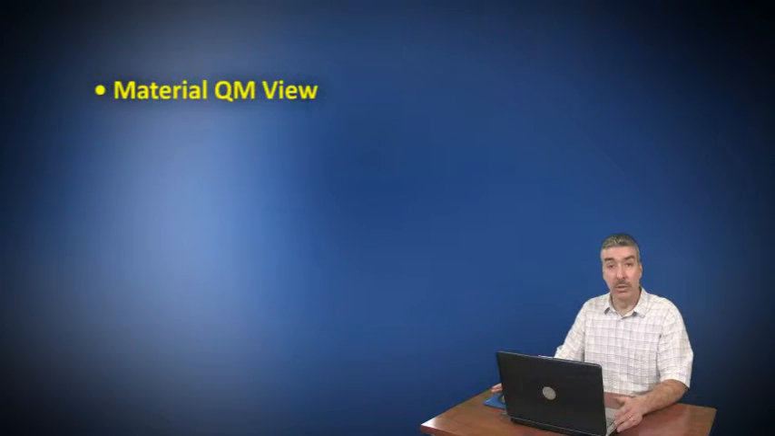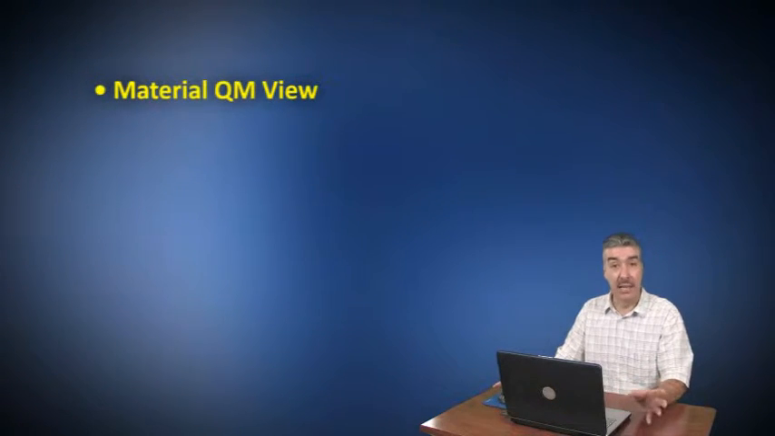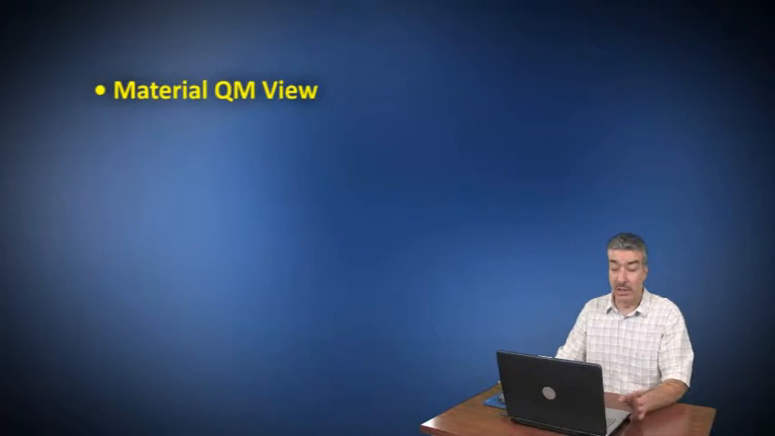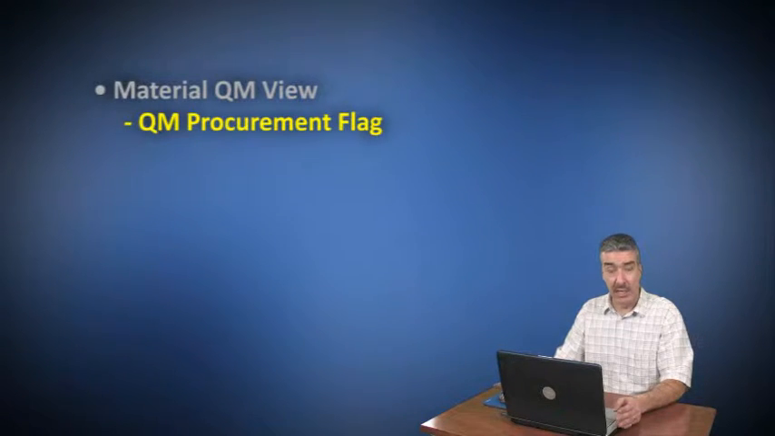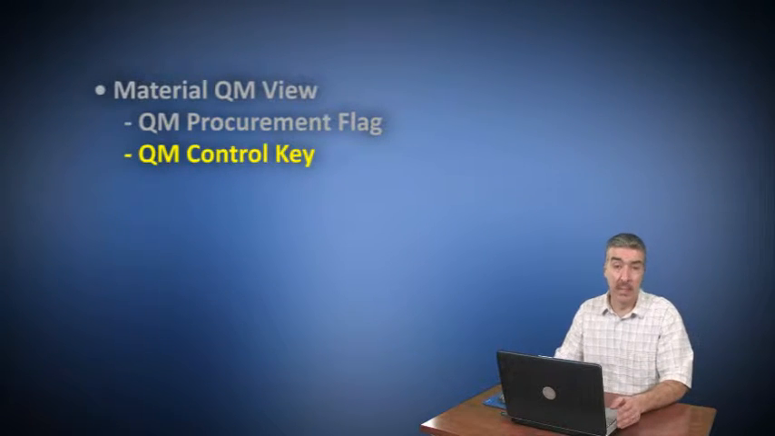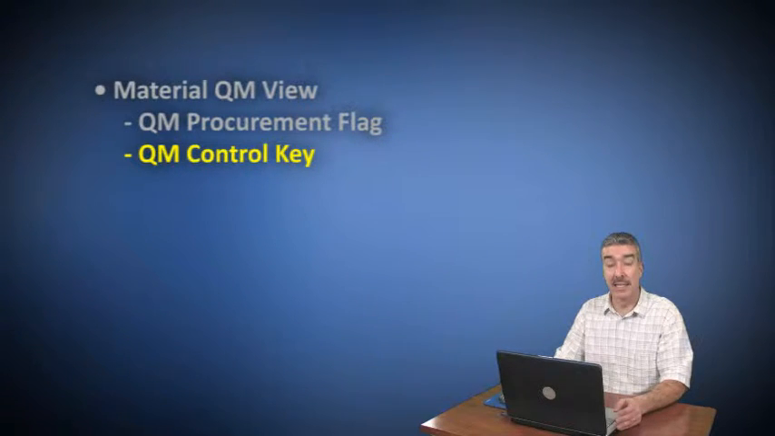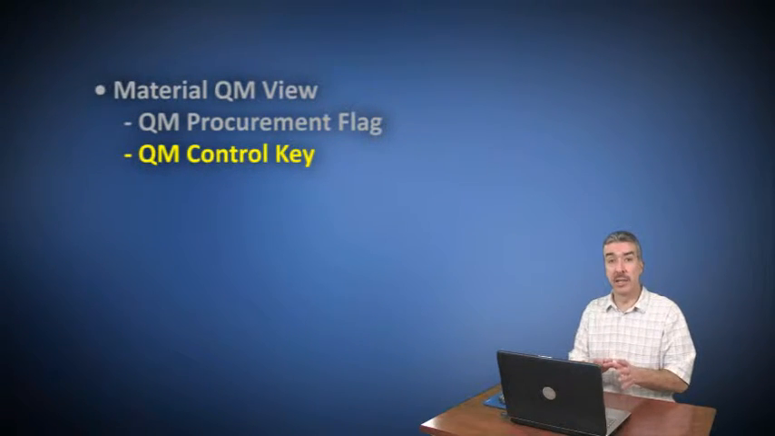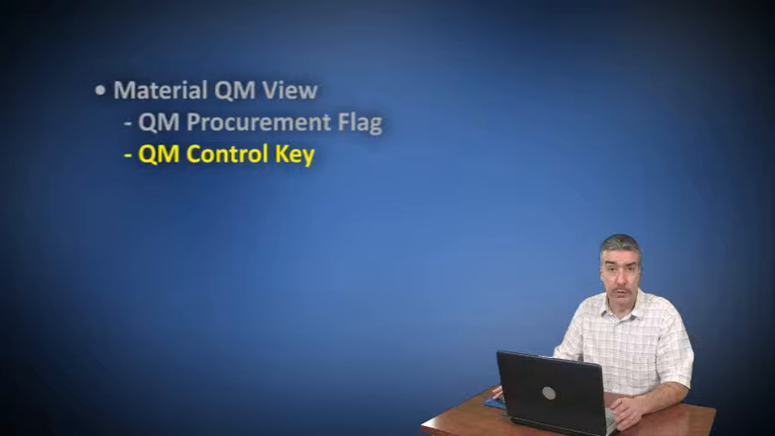Now let's look at some of the key steps for making this functionality happen. First, we're going to look at the material QM view. There are some key settings on there that need to be set before the quality information record is even looked at. The first item is what we call the QM procurement flag that needs to be checked on the quality management view. And then along with that is what we call a QM control key. There's functionality behind that setting that says whenever you have this set, if purchasing goes to buy, there has to be a quality information record out there first.